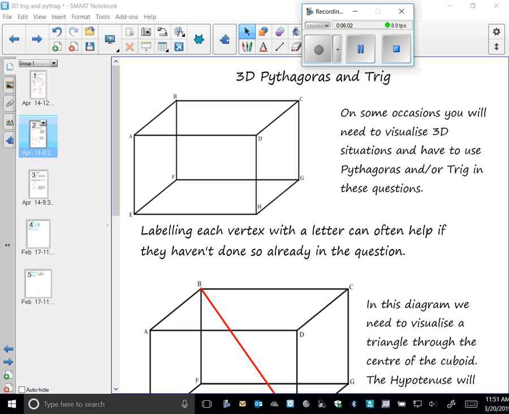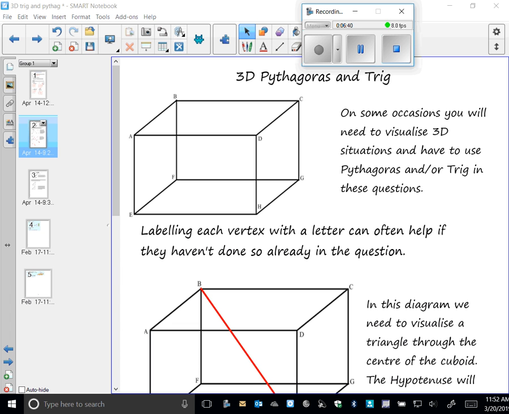Now, if we have these kinds of things, it's often useful, if the question hasn't done it for you, to label your vertices. A vertex is a corner, yes? So you can label these vertices, that's the plural of vertex, with letters. It doesn't matter what letters you use. So we've got A, B, C, D, and E, F, G, H. That also enables you to talk about planes. So this would be a face or a plane. This would be a face. So you can talk about the face C, G, H, D, and so on and so forth.